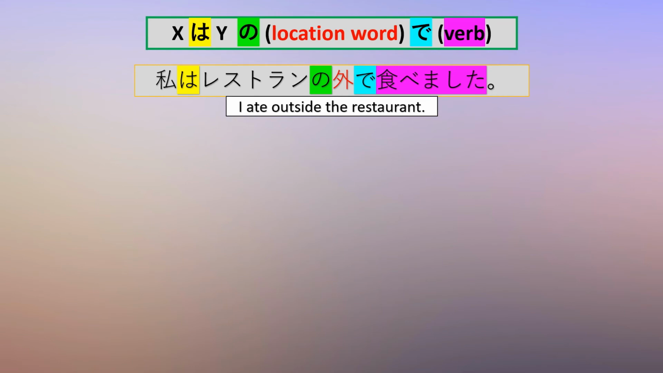Watashi wa restaurant no soto de tabemashita. So here we change the desu instead of soto desu. We just remove desu and then add the particle de and then add the verb tabemashita. So, I ate outside the restaurant. Because if we use desu there, the sentence will become "I am outside the restaurant."